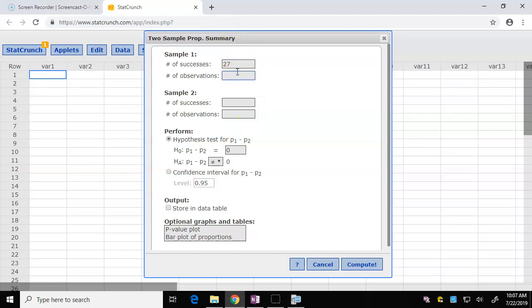27 out of 92. Perfect. Who's P2? 44 out of 99. Now, remember they write it differently in StatCrunch. Okay? So let's go back real quick and talk about this.